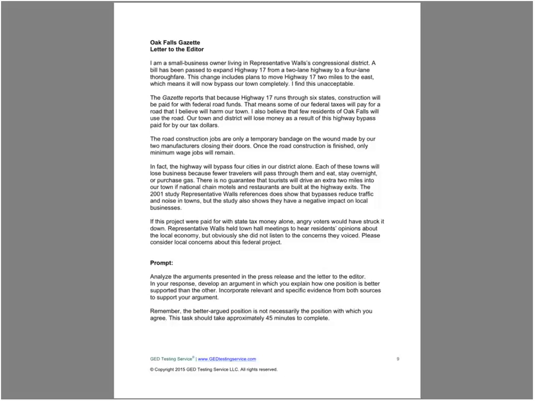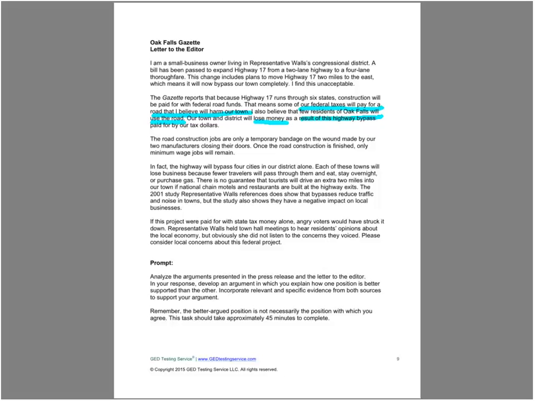Oh, it's going to be paid with federal taxes. And this guy says he believes that's going to harm the town and that there are few residents of Oak Falls who will actually use that road. Oh, so his comment is that the town and district is going to lose money as a result of this. So that's important. If you're going to say it's unacceptable, then why? Okay, now what else is there to talk about?